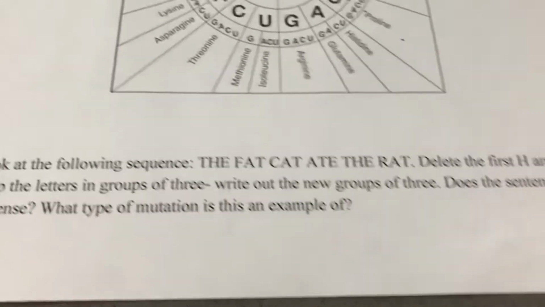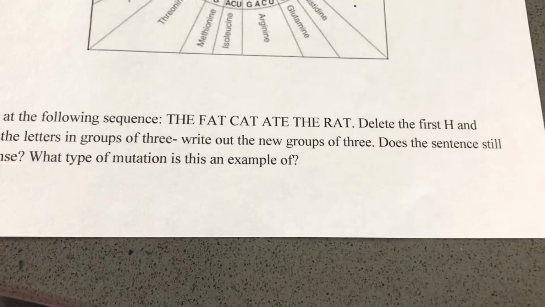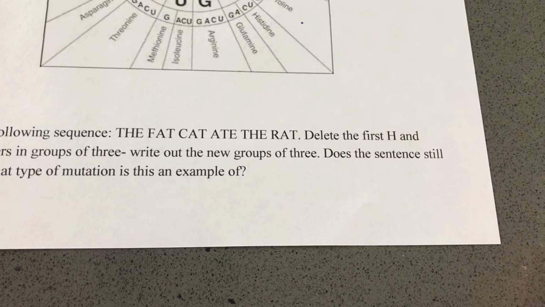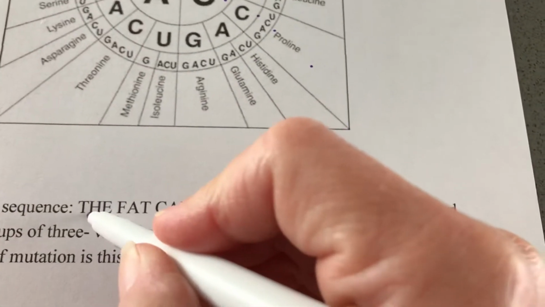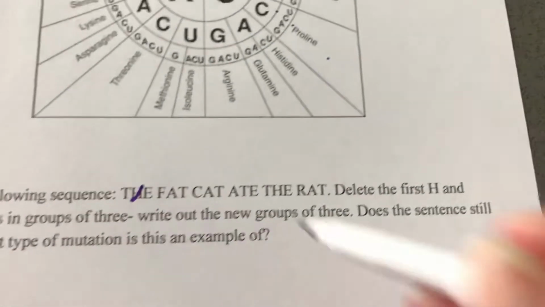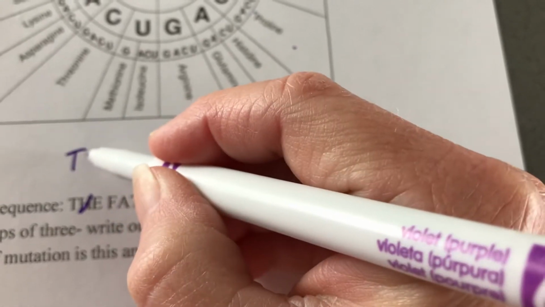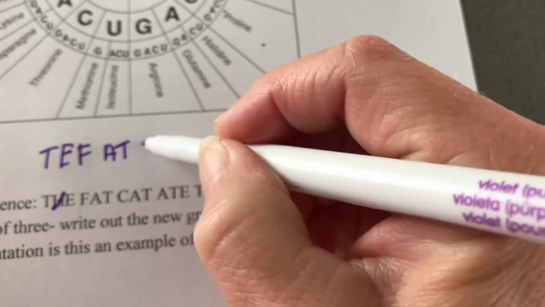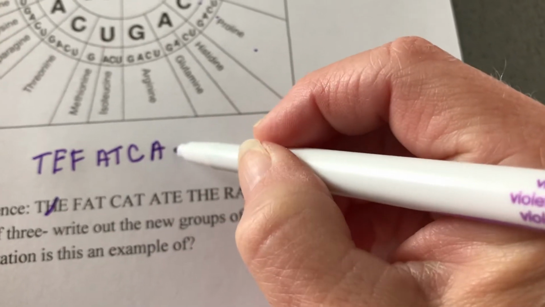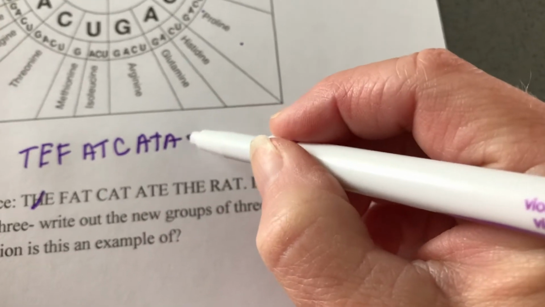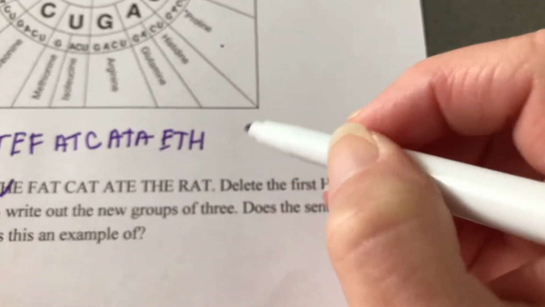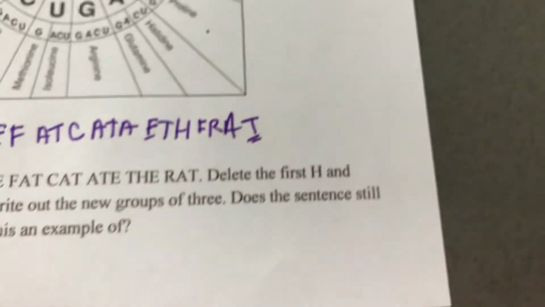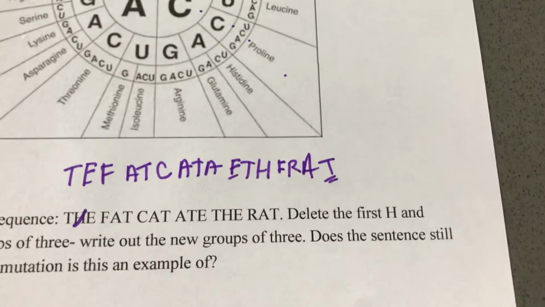The question below said, look at the following sequence. The fat cat ate the rat. Delete the first H and regroup the letters in groups of 3. So if this were gone, you can see how that would shift everything, and it would be T, E, F, A, T, C, A, T, A, E, T, H, E, R, A, and then you have a T hanging out here. So that just messes everything up.